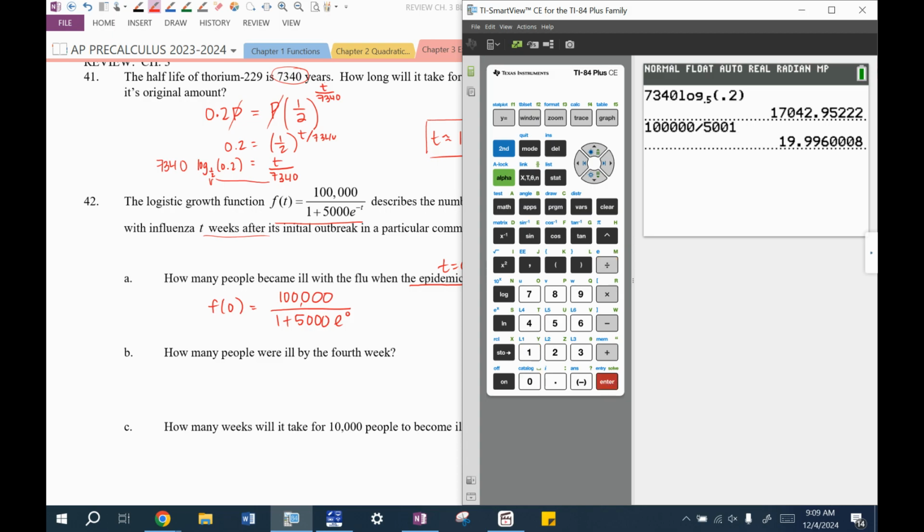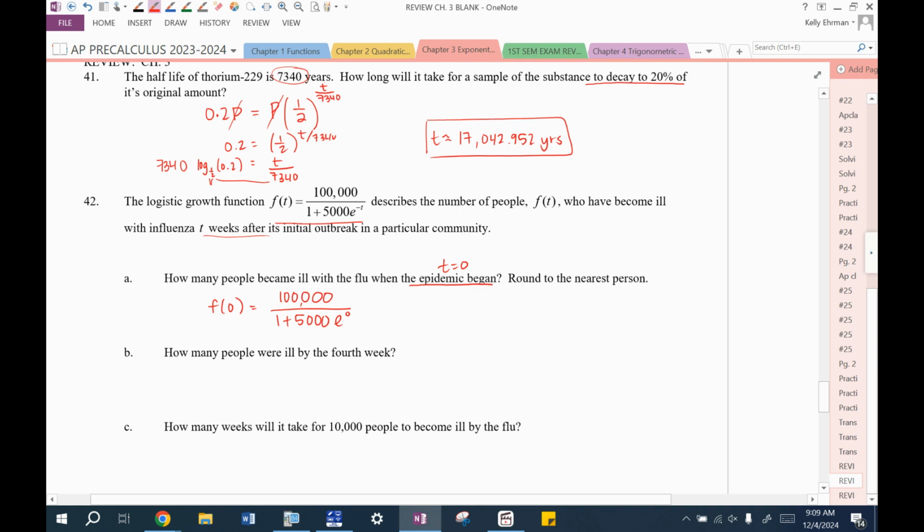So it's 19.996. Round to the nearest person, so about 20 people. So we started with 20 sick people. How many are we going to get after the 4th week? So find f of 4.